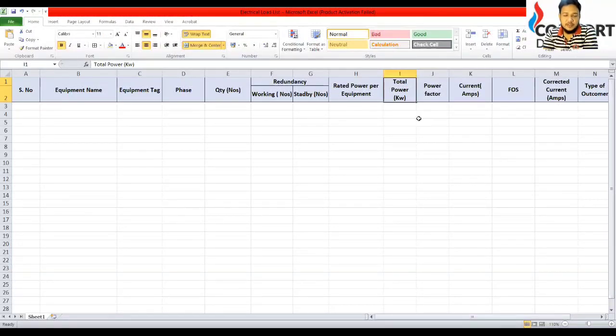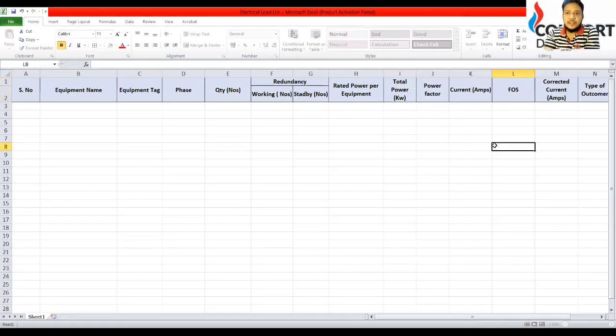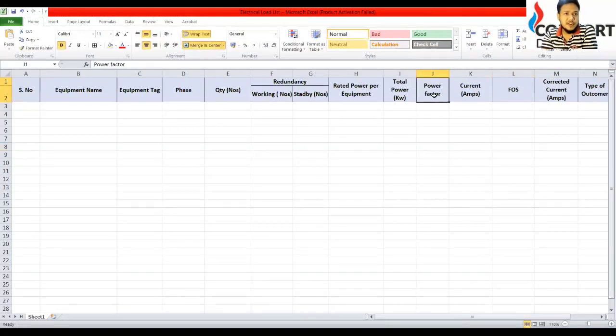outcomer, and it will be as per your maximum power. Okay, so it will be at full load. We have the power factor also. Generally in India, the power factor which is used is from 0.8 to 0.9. Current, we will determine the current. Then factor of safety is there; we can take 20 to 25% factor of safety. So corrected current is the current after adding your factor of safety.